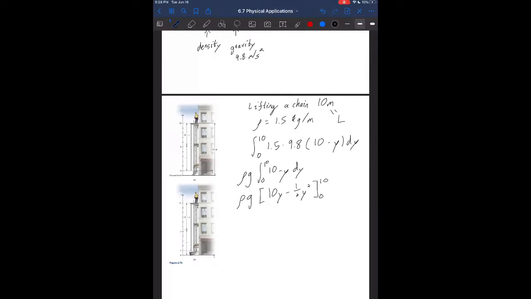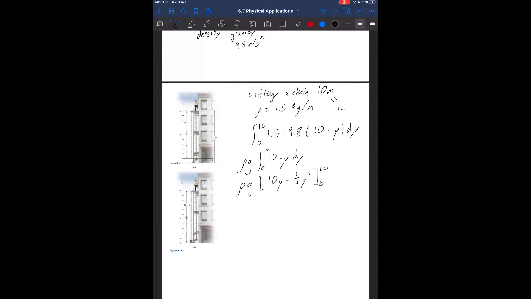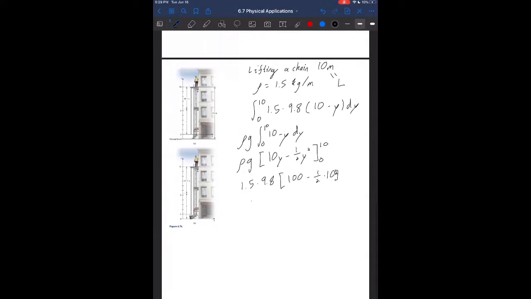0 to 10. Plugging everything in, again, rho is 1.5 times 9.8 times, well, the zeros won't matter because that will make everything 0. So we just have 100 minus 1/2 times 100 squared, which when you do the algebra, gets you your answer. This is going to lead us to approximately 735 newtons or joules of work. Great, yeah. So this is going to be our final answer for this problem.